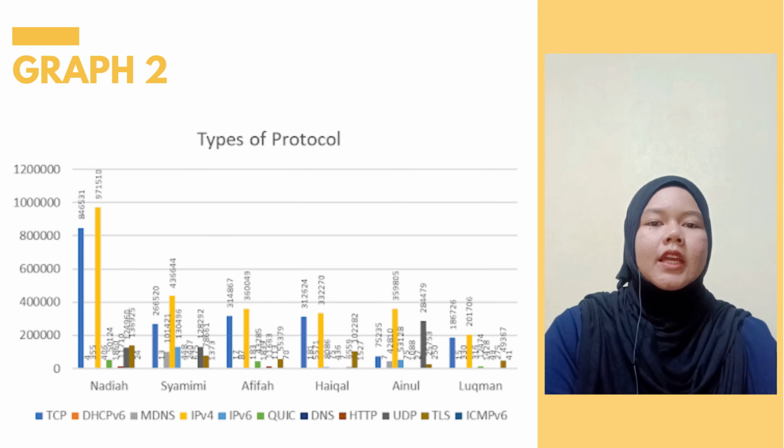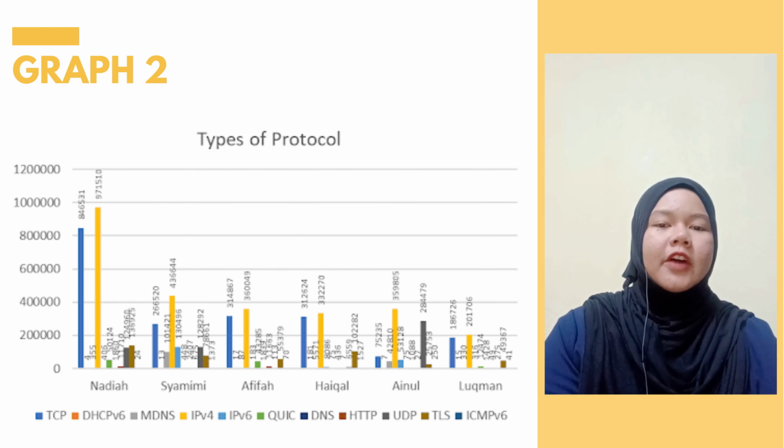For the TCP, Nadia gets the highest value rate, which is 846,351 packets, while Ainu gets the lowest value rate, which is 75,235 packets. After that, the chart shows Haikal has the highest DHCP version 6 among other members at 181 packets, and Nadia has the lowest total DHCP version 6, which is 4 packets only.